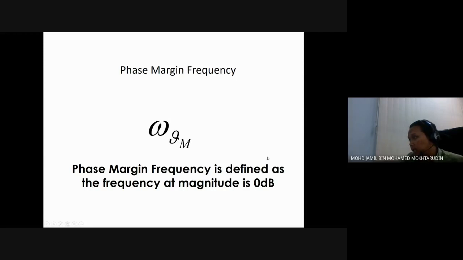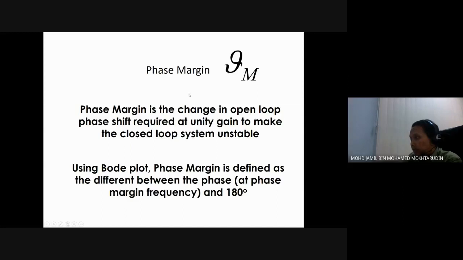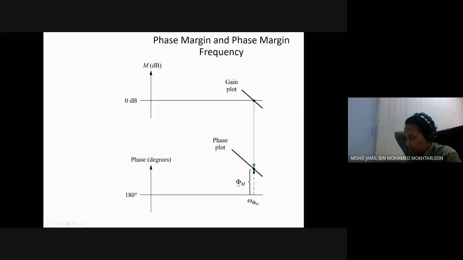Another thing is phase margin frequency. Phase margin frequency is defined as the frequency at magnitude 0 decibel. And phase margin, if you use a Bode plot, is defined as the difference between the phase at the phase margin frequency and 180 degrees. Let's look at some visuals on how to understand this.